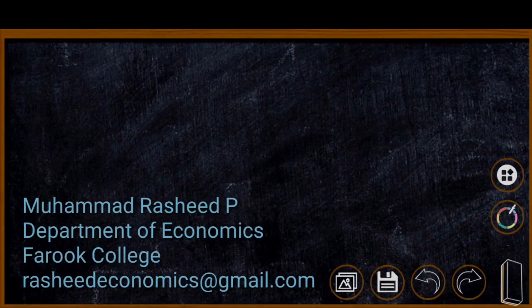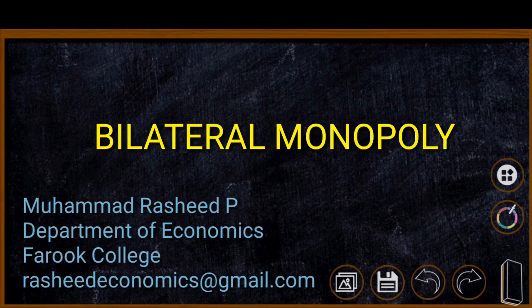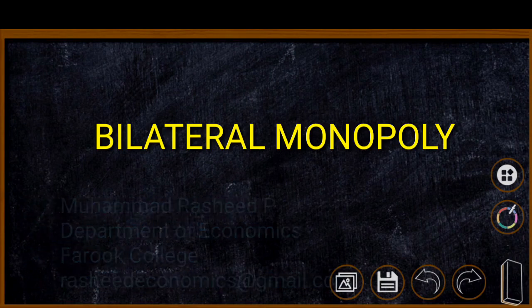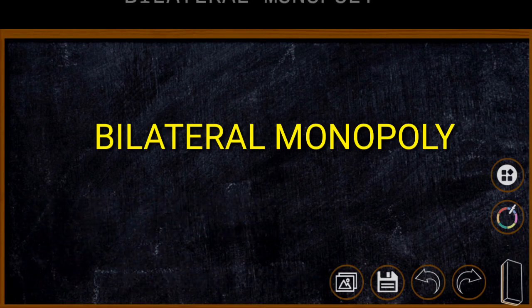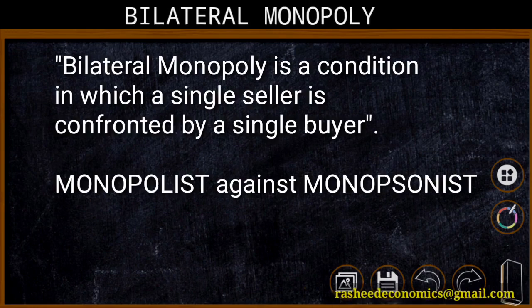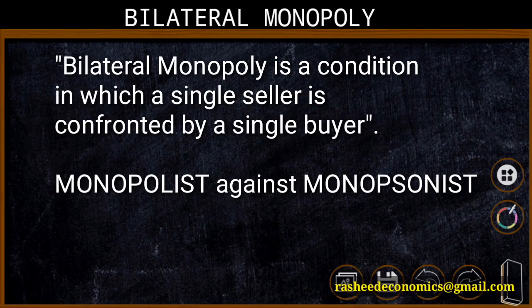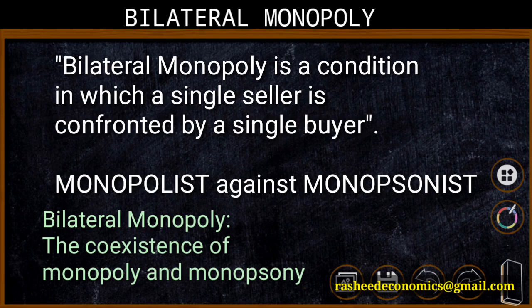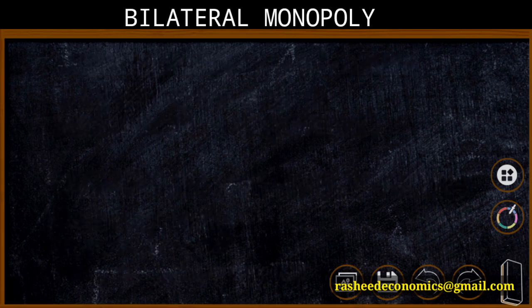Hello students, in this video we are going to explain the equilibrium of bilateral monopoly. Bilateral monopoly is a market situation in which a single seller, that is a monopolist, is confronted by a single buyer, that is a monopsonist. The coexistence of monopoly and monopsony is termed as bilateral monopoly.